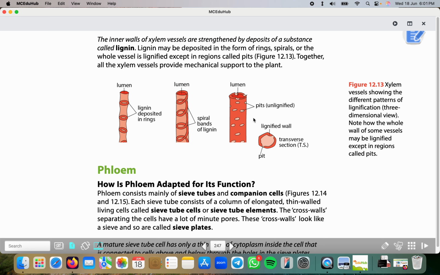So there are different ways that the plant can use lignin. It can be deposited in a ring form, in a spiral form, or in a form where more or less everything is lignin except for these pits. Different forms together. This lignin is a very, very hard substance. It provides the mechanical support for the plant. So for example, if an animal hits against the plant, or the wind blows, the plant wouldn't topple over.